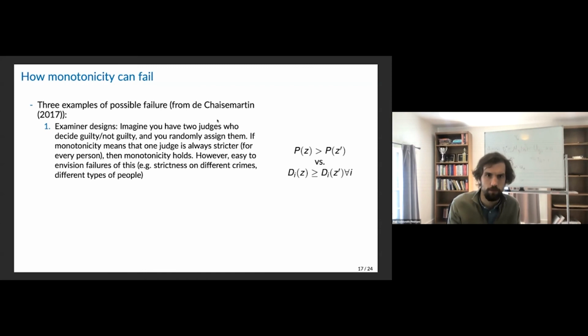So the key thing here is that if Aaron shows up, or David, or Rosie, it always has to be that Aslahan is stricter than Leland. Irrespective of who shows up, this ordering has to be preserved. And it's easy to envision failures of this. You could have different types of crimes, or preferences for certain types of groups of people, so that on average the propensity score for Leland is lower than Aslahan, so on average she's stricter, but there might be some subgroups where monotonicity is violated.